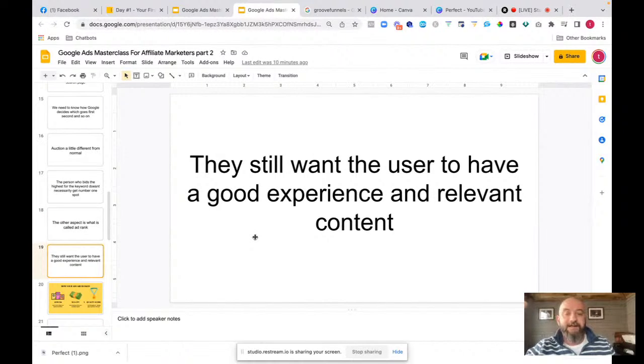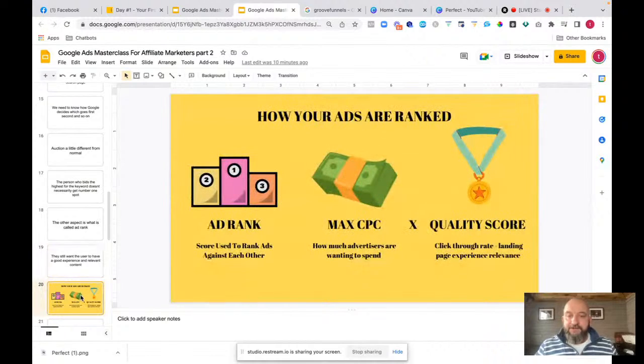So they could go out and they could sell it to the highest bidder. However, if they were to do that, then what would happen is Google would start slipping down how many people would use Google because the ads wouldn't be relevant. And Google, most of all, wants the ads to be relevant. So people keep on using Google. That's how they make their money. So this is how your ads are ranked.